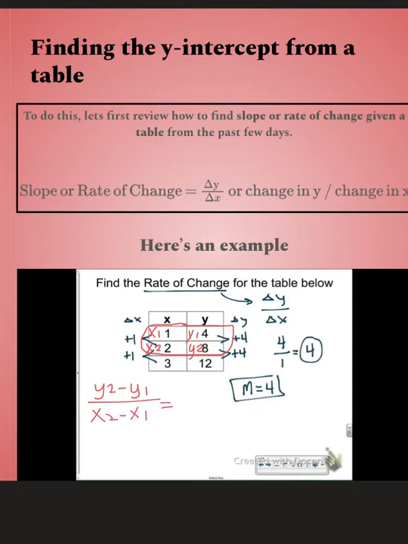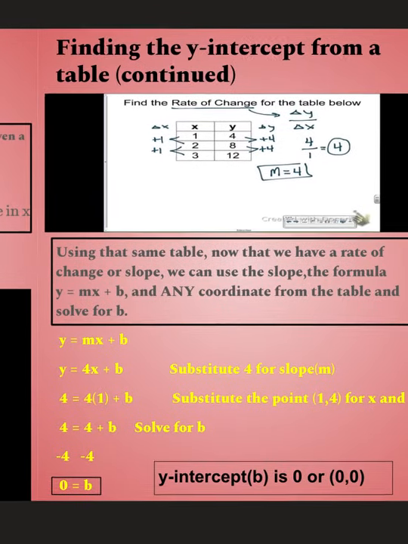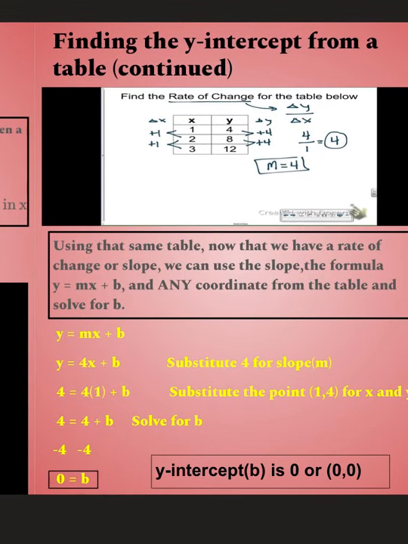Then you have the formula y2 minus y1 over x2 minus x1. You substitute in your information, so y2 is 8 minus y1 of 4, x2 is 2 minus x1 is 1. So you work this out and you would get 4 over 1, which gives you a slope of 4. So that's what you would do to find the slope from a table. You need that information to continue on. So from here, now we're going to find the actual y-intercept from a table.